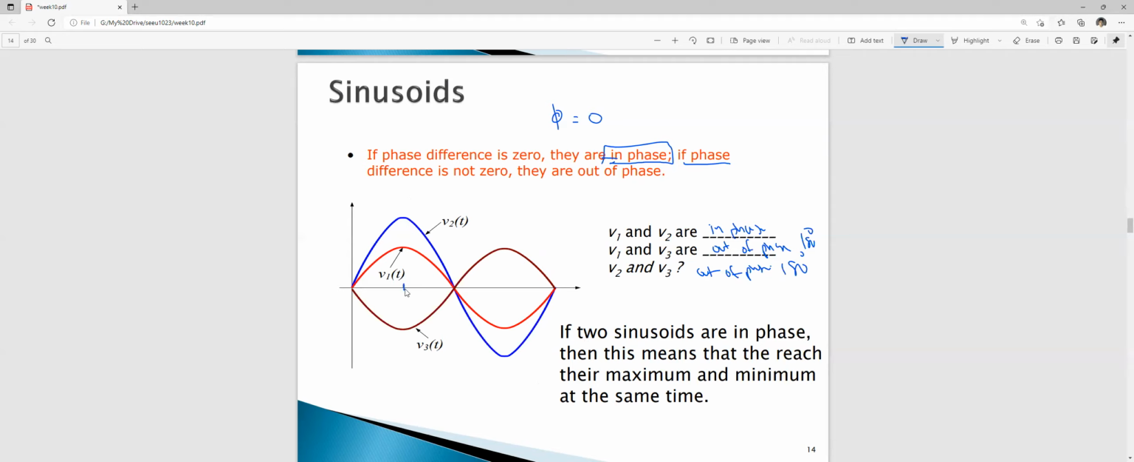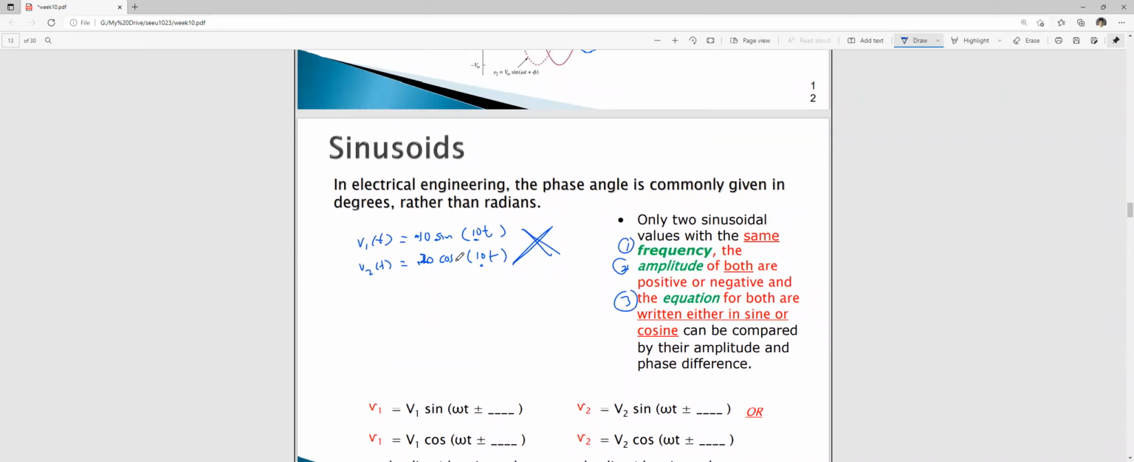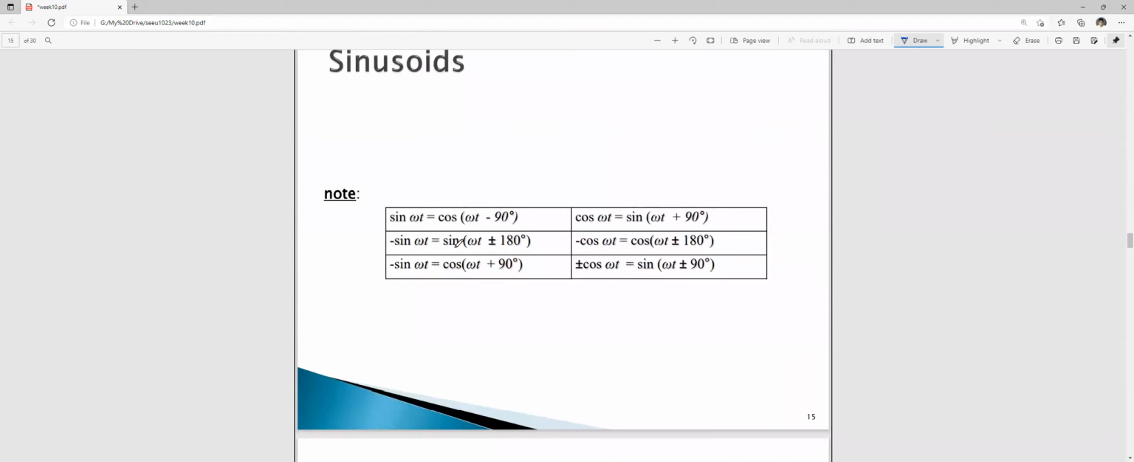As mentioned before, you can use trigonometric functions to convert. For example, if you have a cos, you cannot compare directly, so you need to convert either one to be in sine or cos. For example, I convert V2 to sine. If I want to convert cos omega t into sine, for example, this is my V2, 20 cos omega t. After my conversion, I will have 20 sine omega t plus 90 degrees.